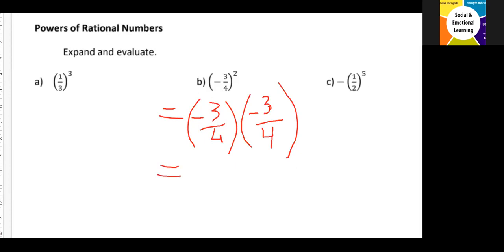So it equals 9/16. Yeah, exactly, 9/16. When we multiply fractions, you guys remember that, right? You do numerator times numerator. So -3 times -3 gave us +9 over 4 times 4, which is 16.